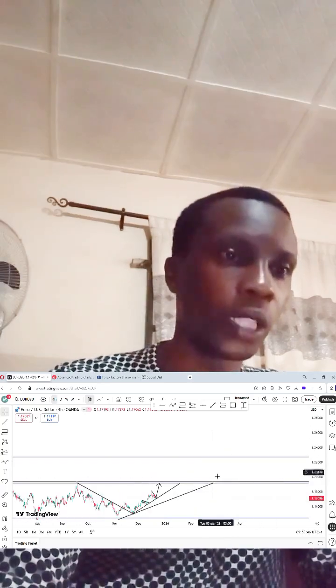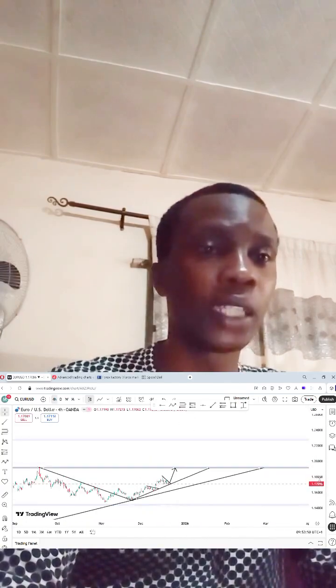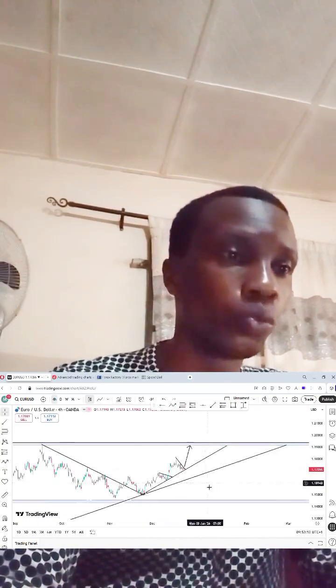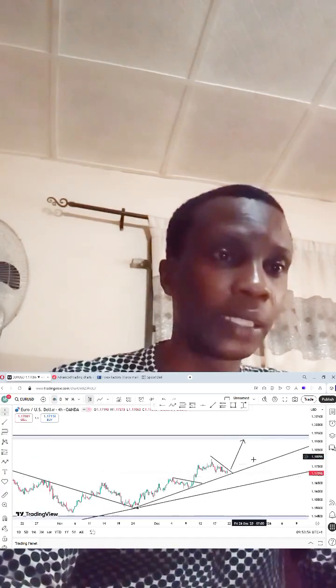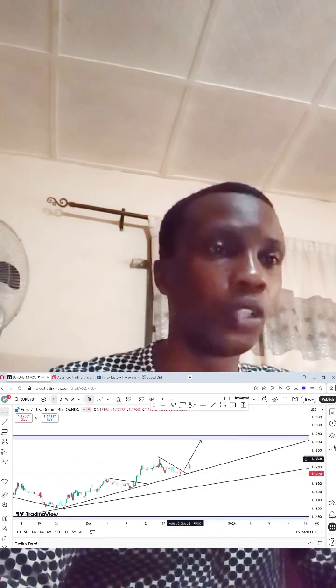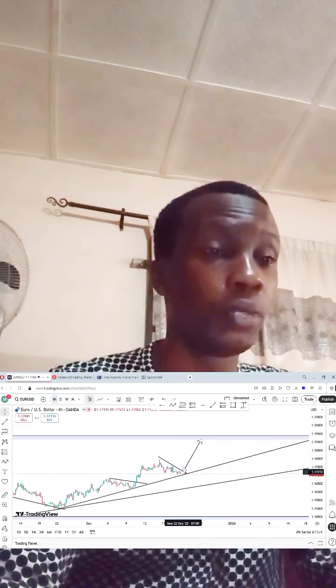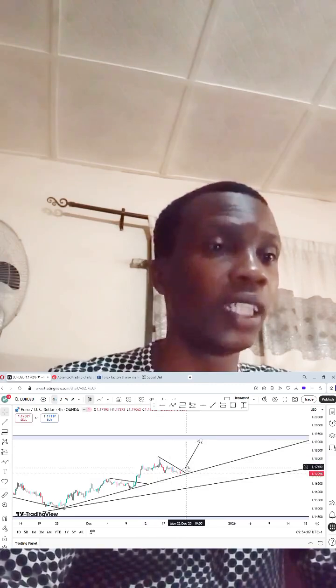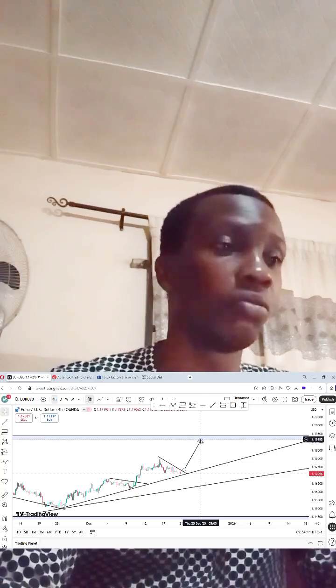But for now, I hope the Euro USD price should hold around this level right here to continue elevating to the upside. If we can see a 4-hour candle break and close above this counter line, the Euro USD will fire up right here to attempt this resistance level.